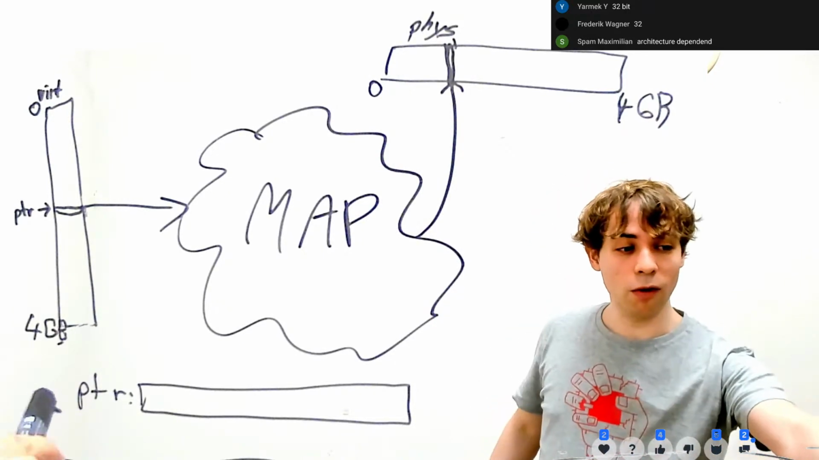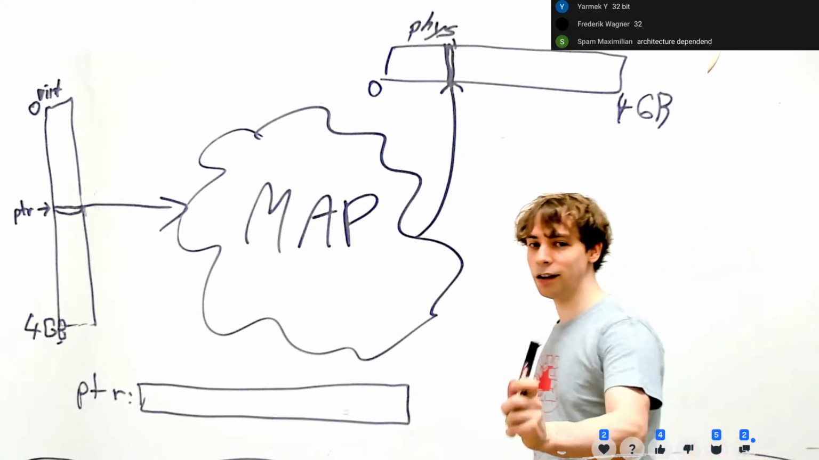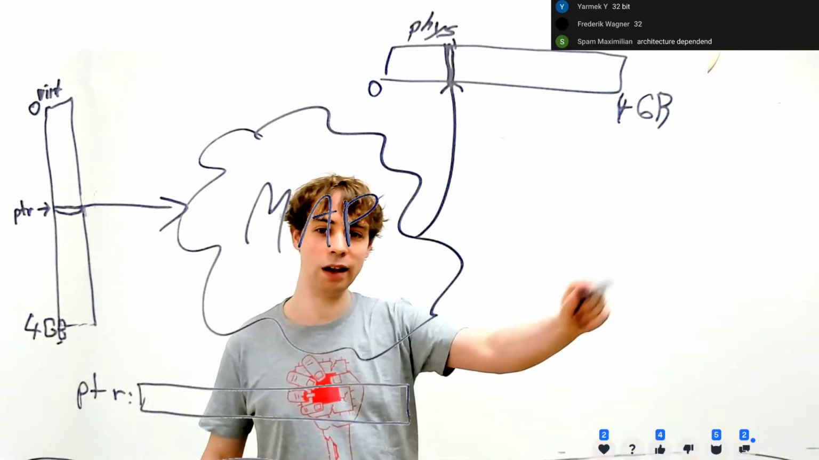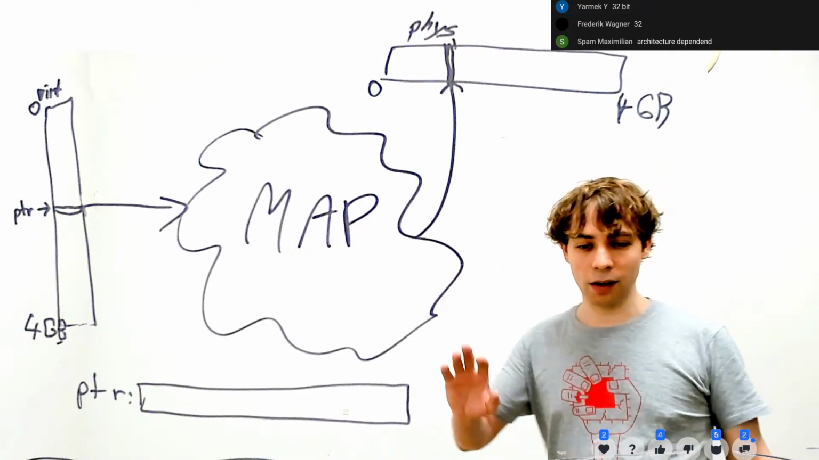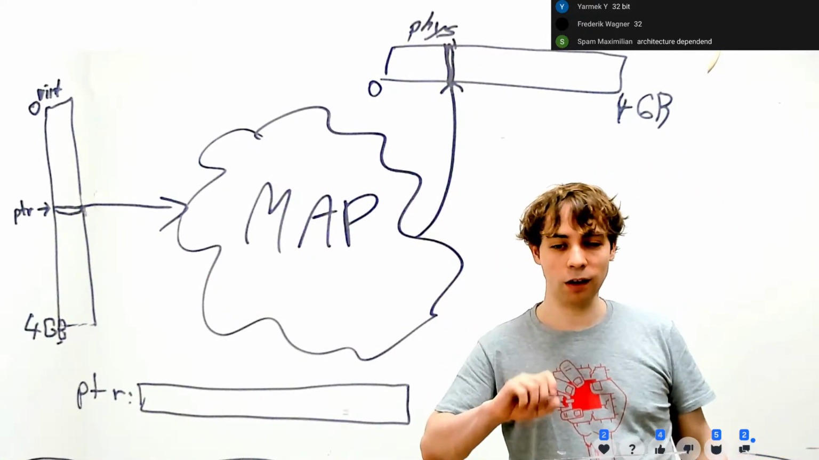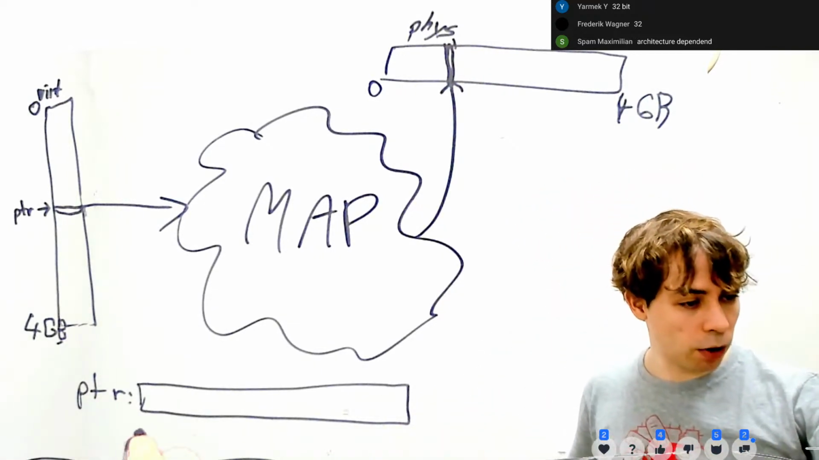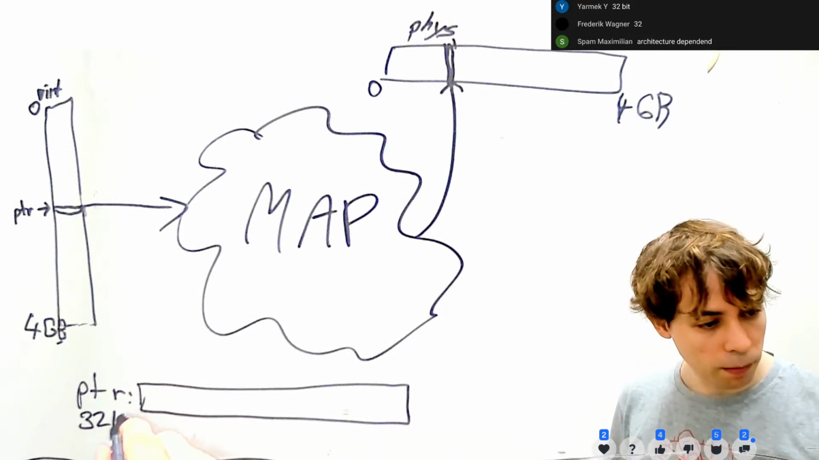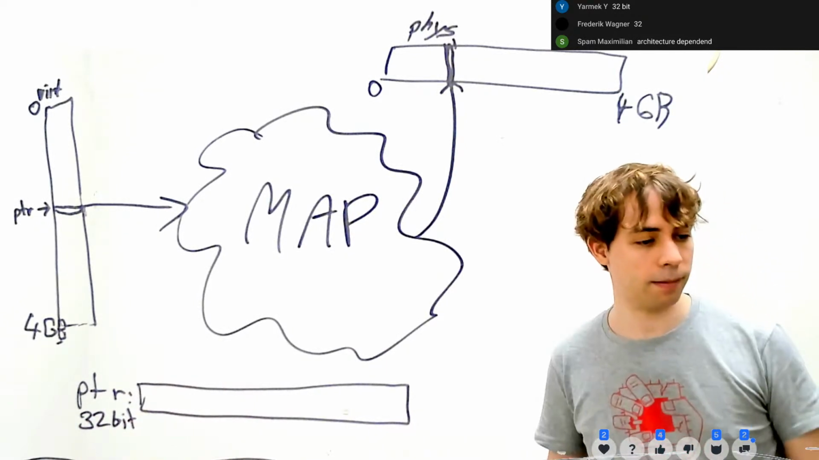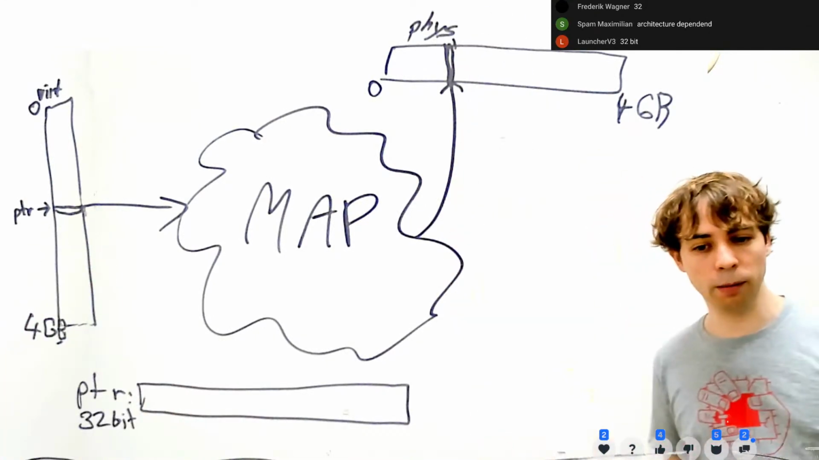Architecture dependent. Yes, but in this case, we already selected that we have 4 gigabytes of memory. So it's not architecture dependent anymore, because we decide, or maybe it's architecture dependent, but it's not unknown. And many people already wrote in the chat, it's 4 bytes or 32 bits. This is absolutely correct. So this pointer has to have 32 bits. And we need 32 bits here, 32 bits here.